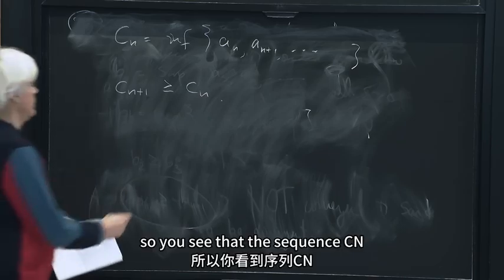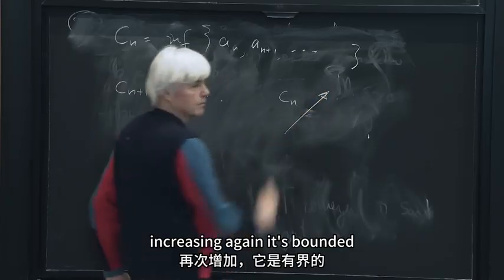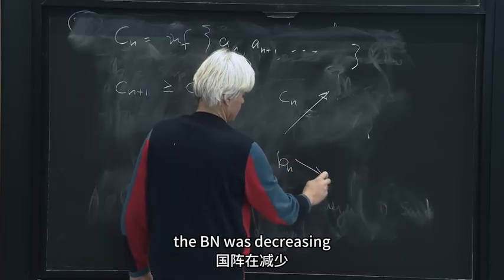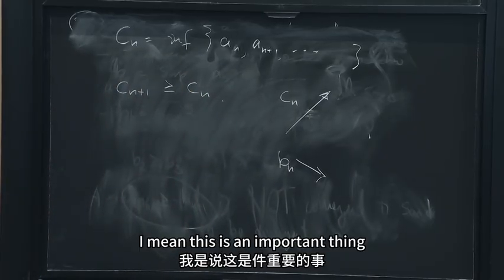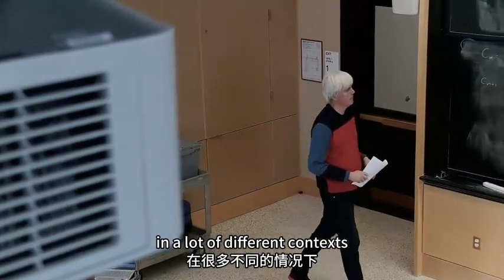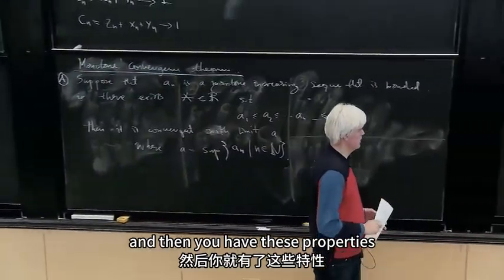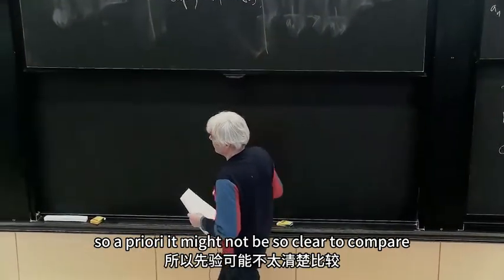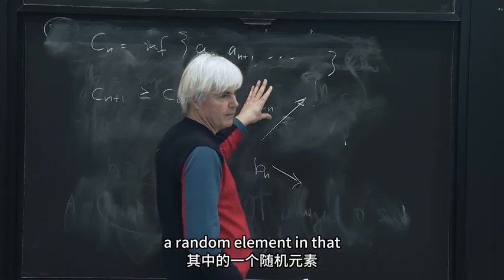So you see that the sequence Cn is monotone increasing, and again is bounded, and just copying from over there, the Bn was decreasing. Okay. This is an important thing. It's also something that you would see in a lot of different contexts, where you define some sort of subthing, and then you have these properties. And so now, a priori it might not be so clear to compare a random element in this sequence to a random element in that.